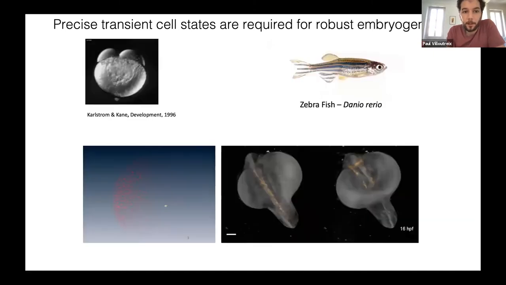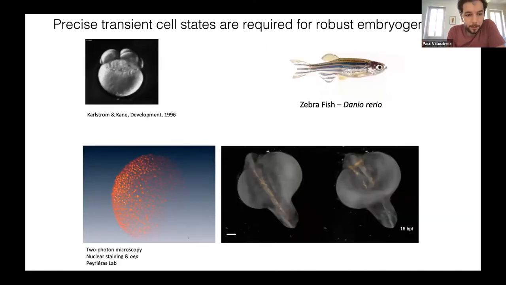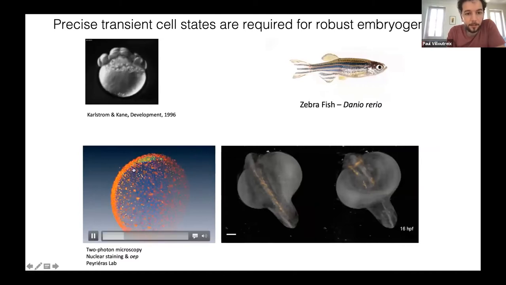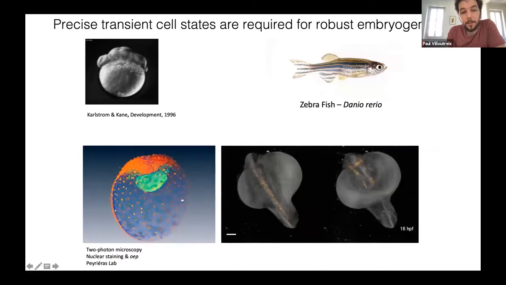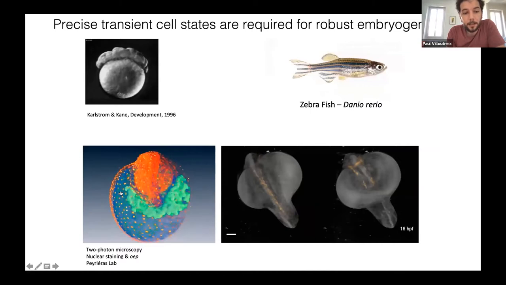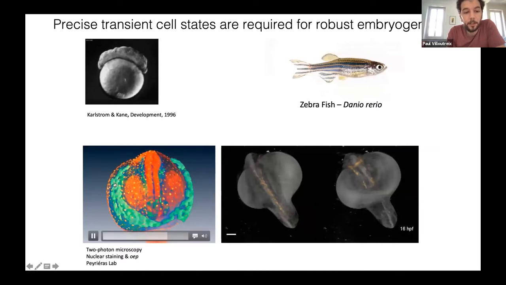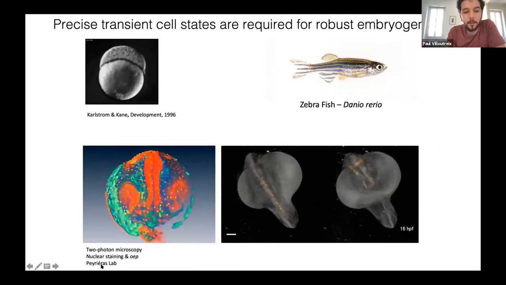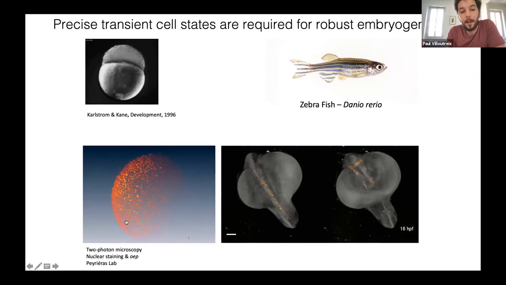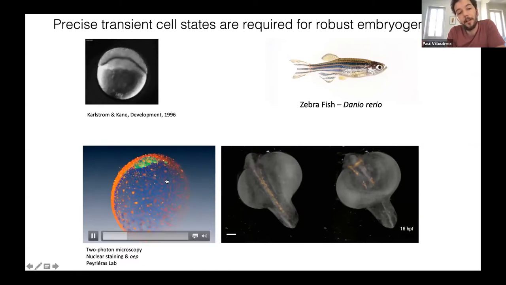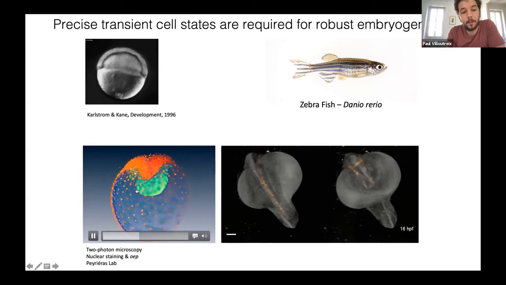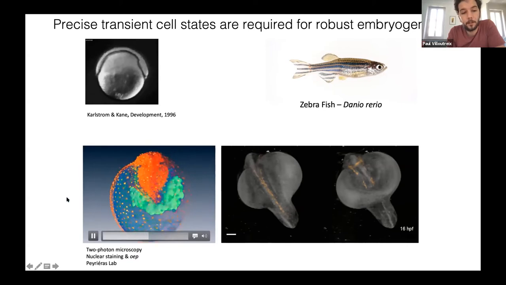The second example is again the zebrafish, but here I wanted to highlight another kind of movie, which is when you have in 3D each of the cells and then one reporter gene. Here in green, it's the protein called OEP, and you can see how its expression is correlated with the changes in morphology of the embryo.